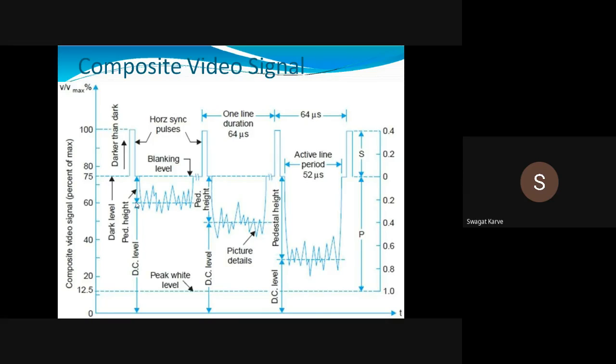Throughout your video signal. That means after this cycle, again it begins with this first one. Then again there is a darker level, then again a blanking level, then again picture details, again active period details. Okay, here ends the line. Again after some time you have that repetition of this cycle, right? And this complete one cycle represents a single frame.